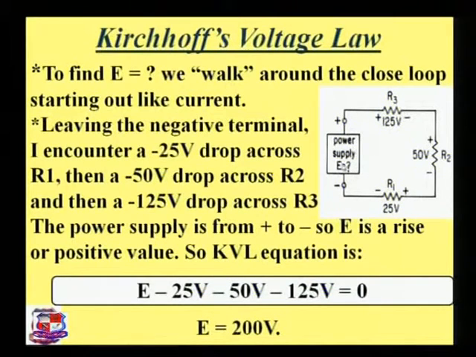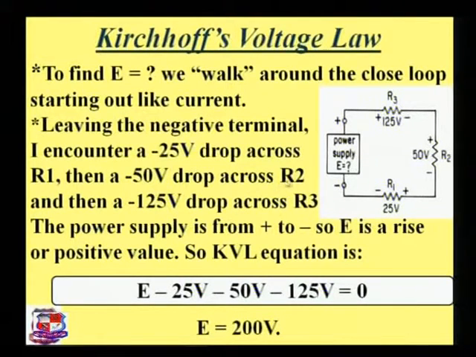There is a circuit, and we can also consider the positive terminal of the battery and the negative terminal of the battery. We just have to find the value of the EMF. If we have different values of voltage drop, like 125 volts across the resistance R3, 50 volts across the resistance R2 and 25 volts across R1, then using Kirchhoff's voltage law, we can find out the value of the EMF.